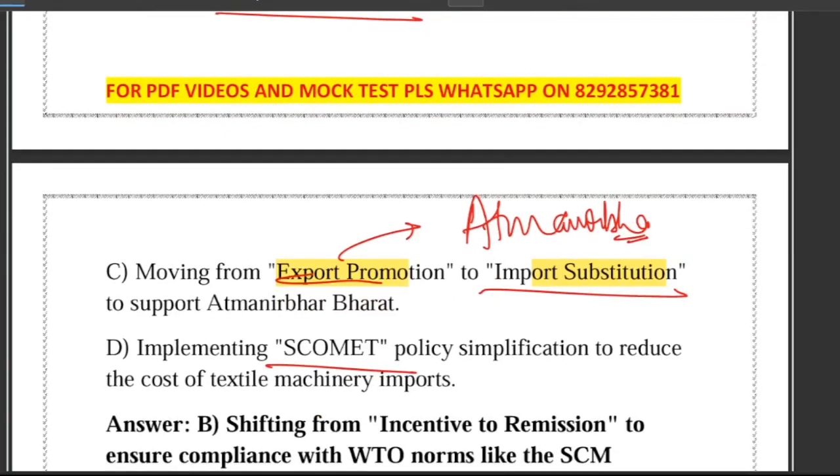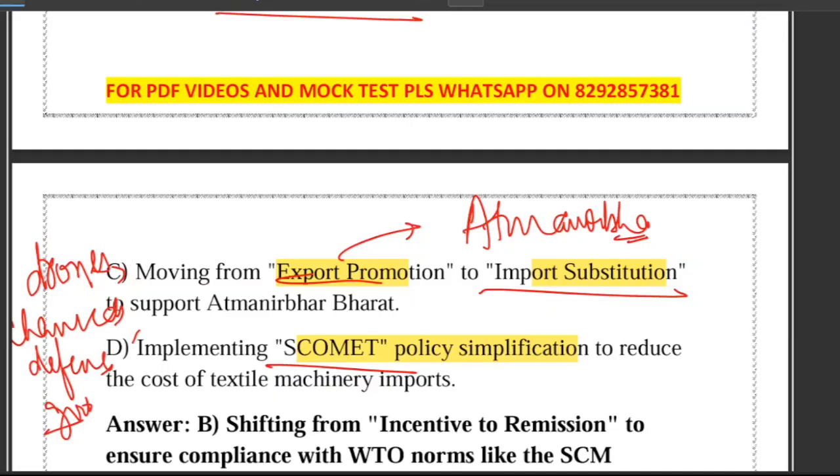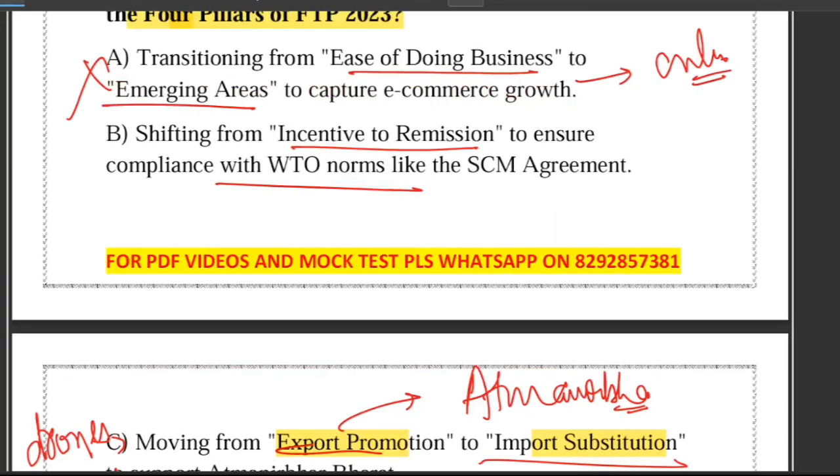And the last option they have given is SCOMET policy simplification. What do you think about it? Basically, SCOMET deals with controlled items like drones, chemicals, and defense goods. They are not textile subsidies. So what is the correct answer to this question? The correct answer is Option B: shifting from incentive to remission to ensure compliance with WTO norms like the SCM Agreement.